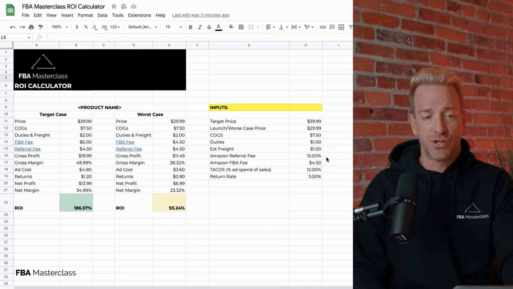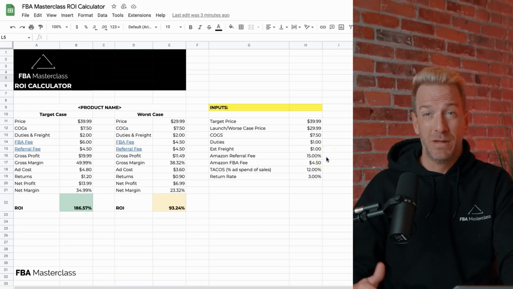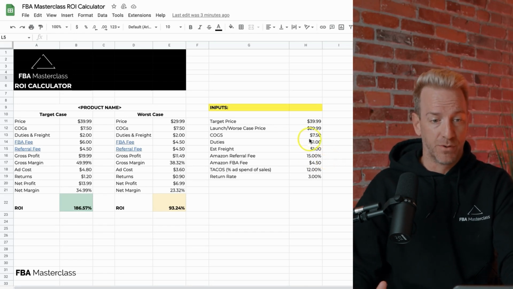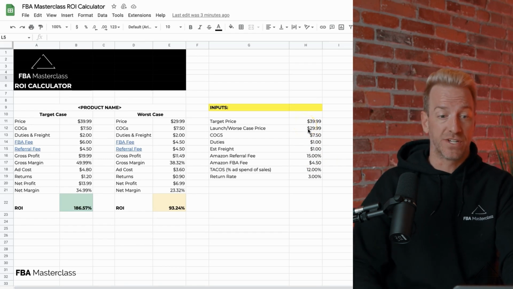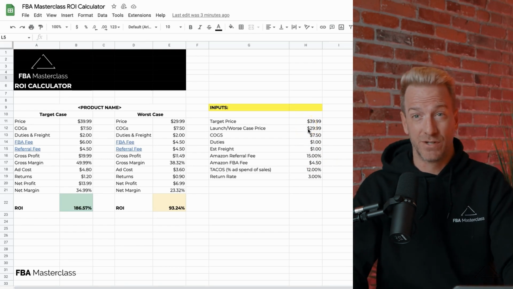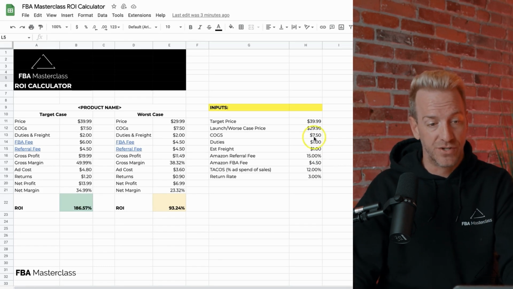Amazon referral fee for almost every category is going to be about 15%. So this 15% is going to be 15% of $39.99 if you're selling at that price, or it's going to be 15% of $29.99 if you're selling at that price. So it changes based on the price you're selling.